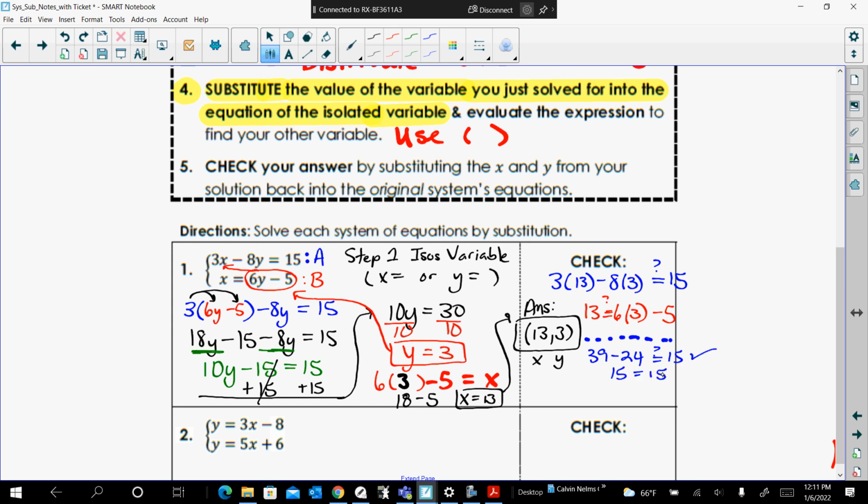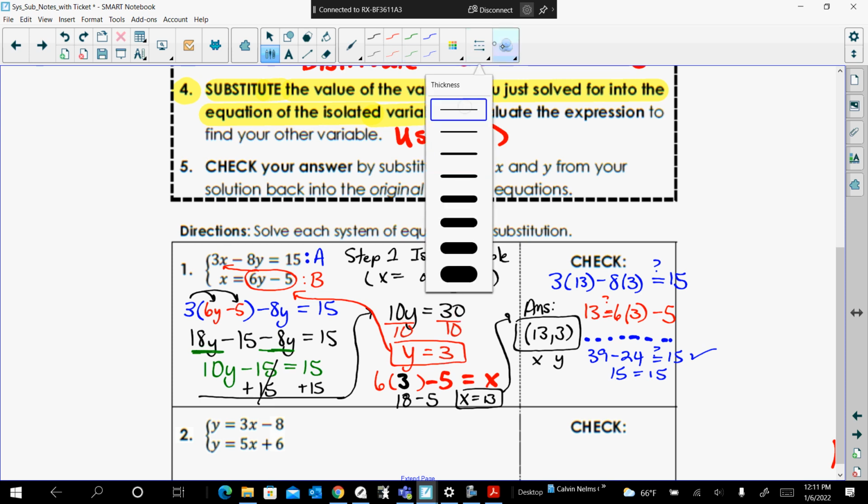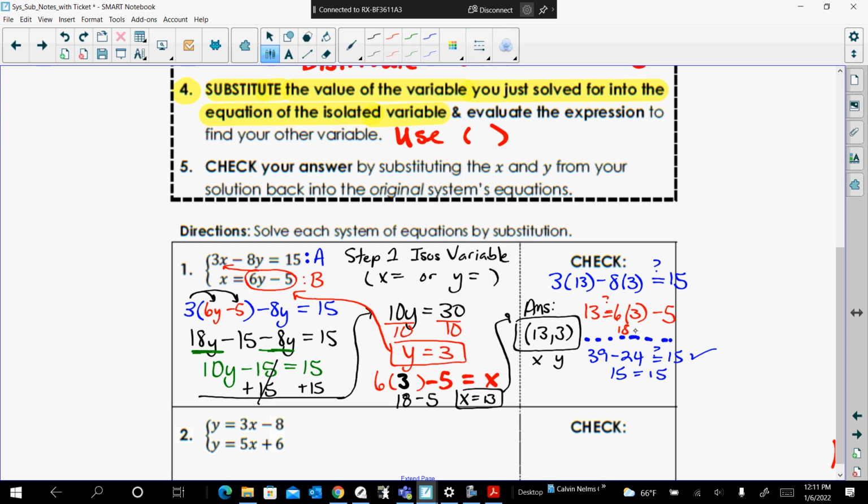Are we okay on that? If I check the second one, same thing. 6 times 3 is 18. 18 minus 5, yeah, that gives me 13. So it will work for both.